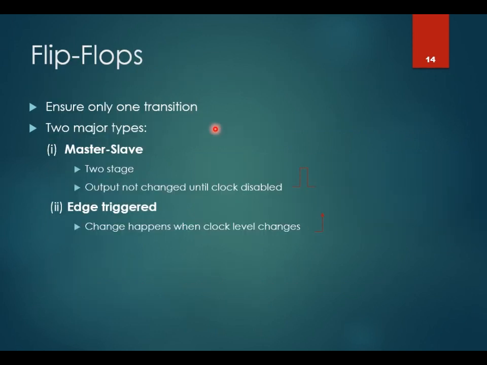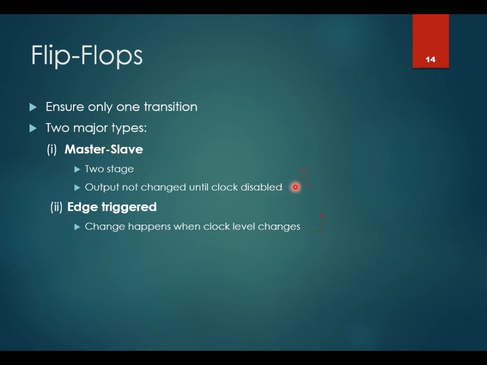To ensure that there's only one transition during the transfer from D to Q, we have to use another solution, which is flip-flops. Flip-flops can be divided into master-slave flip-flop and edge-triggered flip-flop. Master-slave flip-flop consists of two stages, master latch and slave latch. The output changes when the clock pulse finishes, or when the clock pulse drops from 1 to 0.